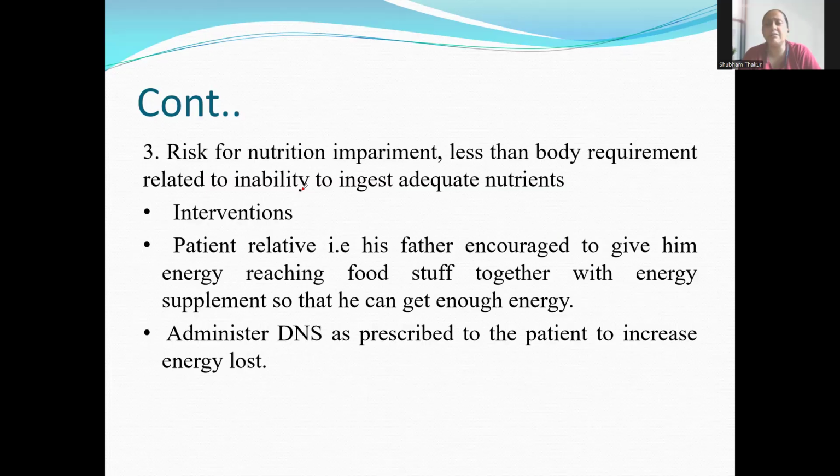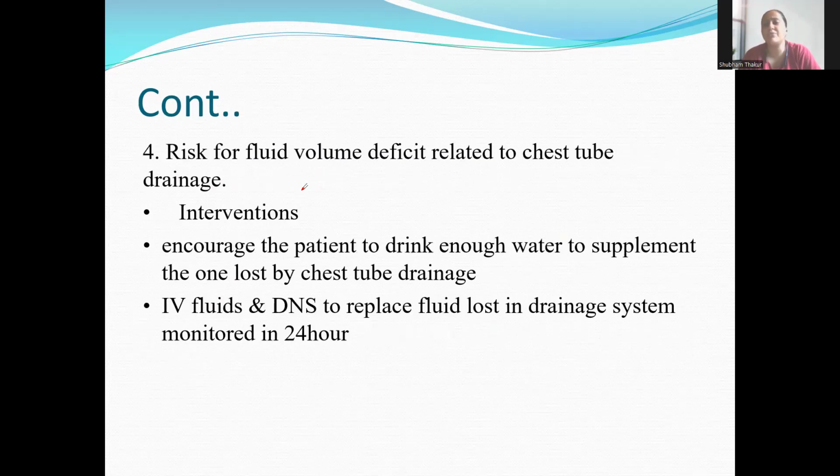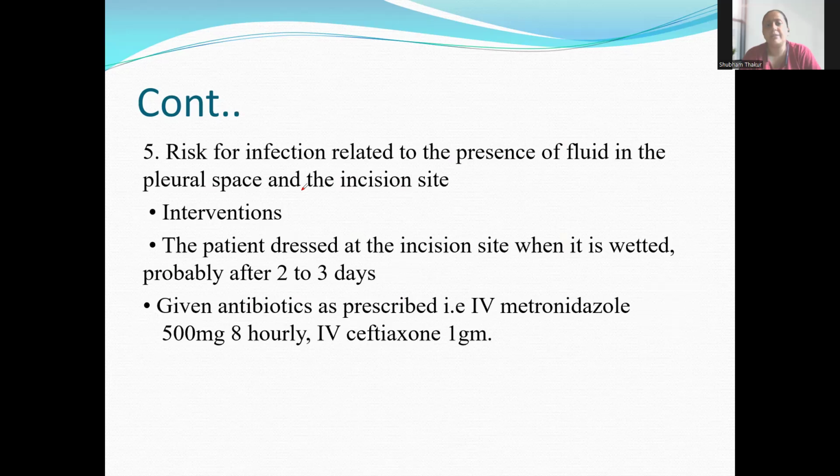Then the patient has imbalanced nutritional status, risk for nutritional impairment, less than body requirement, related to inability to ingest and inadequate nutrients. So we maintain the patient's nutrition level. Then risk for fluid volume deficit. The patient is not taking orally. The patient has chest tube drainage, so we maintain IV fluids. Then if the patient has any incision or cut at the drainage site, there is also risk for infection, so we manage the patient according to the infection.